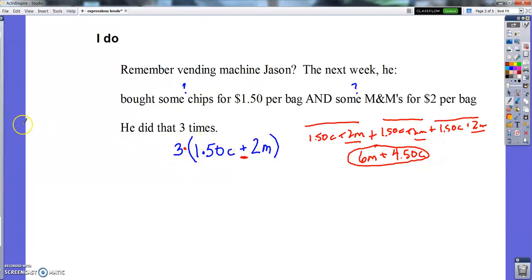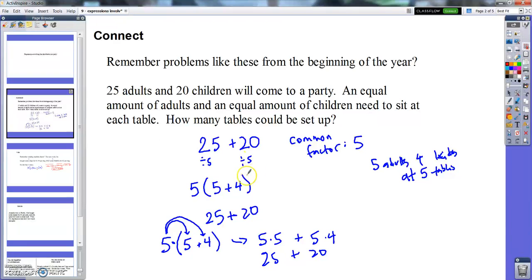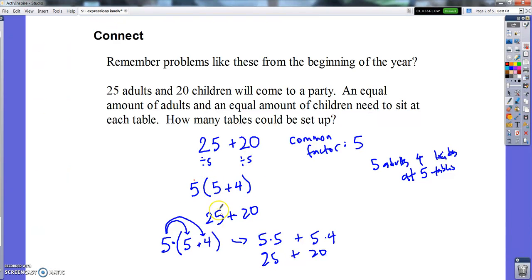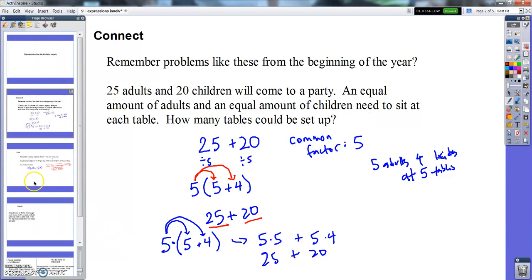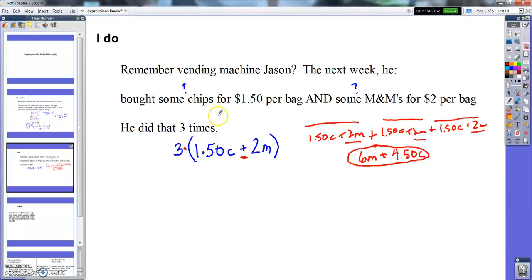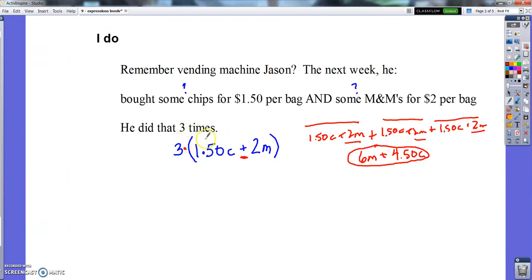So when I see this, just like if I go back to the last question when I had numbers, I end up with 5 times the first term plus 5 times the second term. 5 times 5 was 25, plus 5 times 4 was 20. And so that's a shortcut you can take with the distributive property to do that. So I can say 3 times $1.50 C is going to be $4.50 C, and then 3 times the 2M is going to be 6M, which is what I got over here.